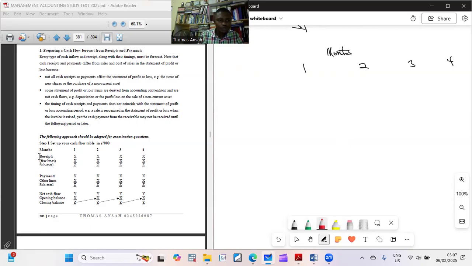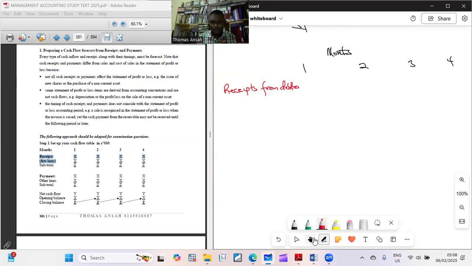We have our receipts. The receipts you see there are receipts from debtors or receivables. It is good to draft a schedule of receipts to be able to bring these figures in. The schedule of receipts is based on the question and how it is going to be. I'll take a question we did yesterday and use it to analyze this for you. So you bring in a schedule of your receipts.